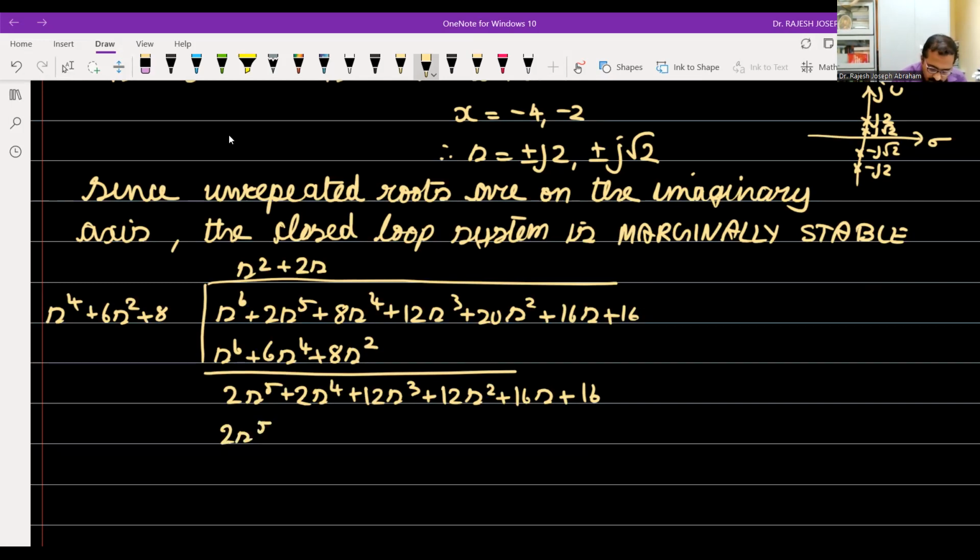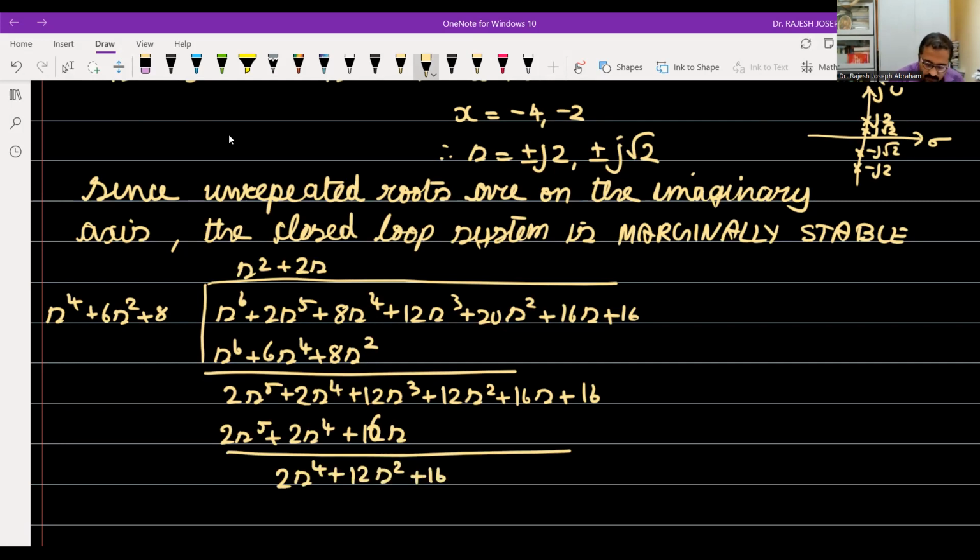2s raised to 5 plus 12s cube plus 16s. Okay, so subtract. What will you get? 2s raised to 4 plus 12s square plus 16. So that means this will be plus 2.